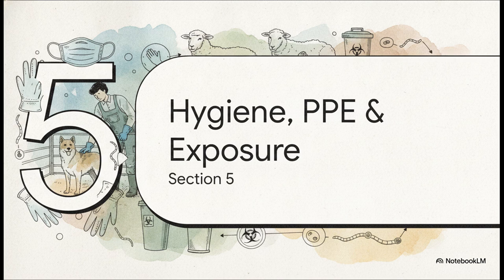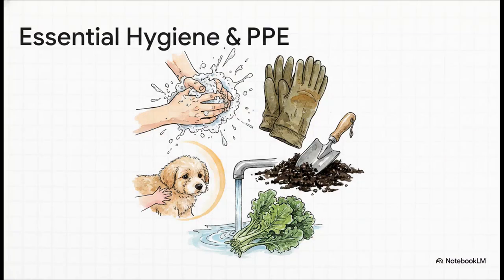Section 5. Hygiene, PPE, and exposure. Standard operating procedure in any clinic or, frankly, anywhere with animals requires perfect hygiene. You've got to wash your hands like a pro after handling any dog. Since the soil can harbor these eggs for up to a year, you must wear gloves when gardening or touching dirt that might have feces in it. At home, scrub your veggies and fruits. And this is a big one. Do not let kids play with young puppies unless you are 100% certain those pups have been properly wormed.